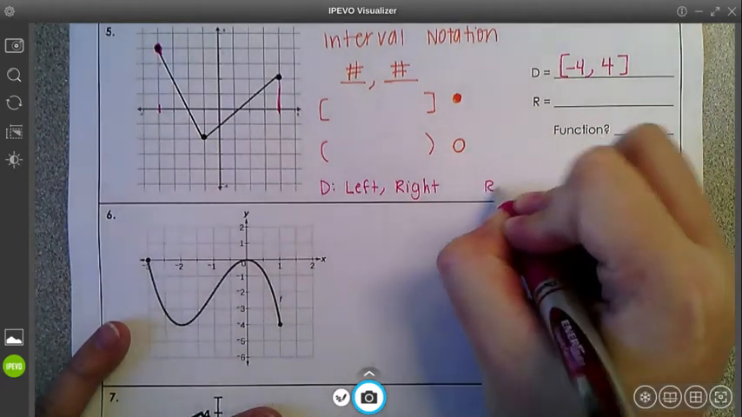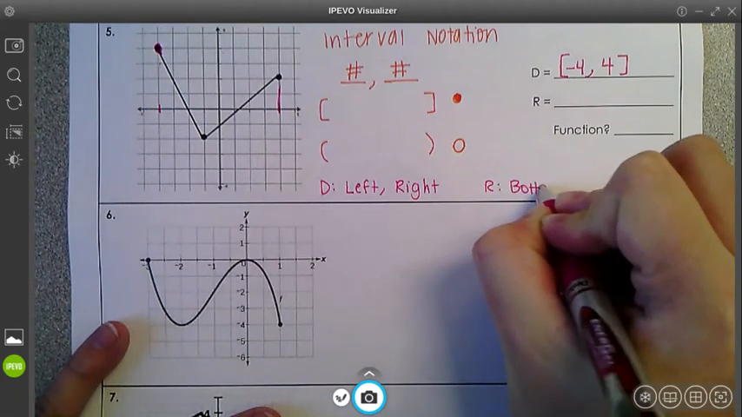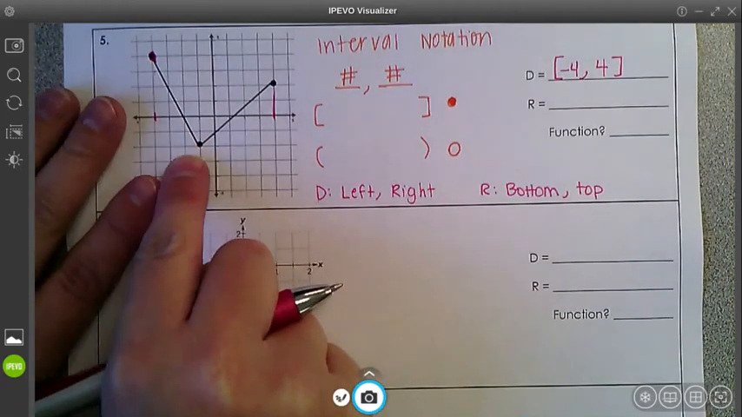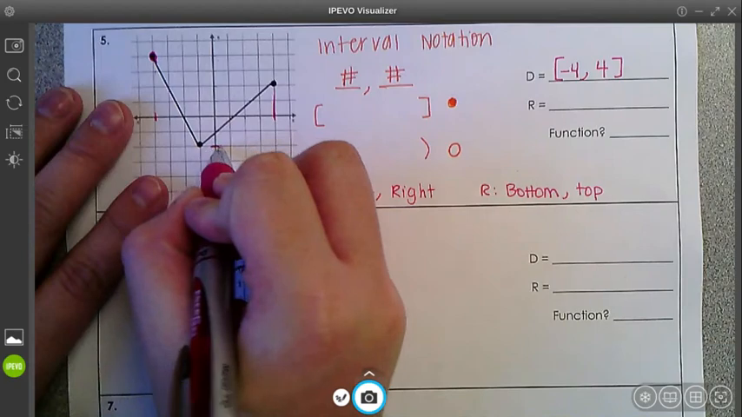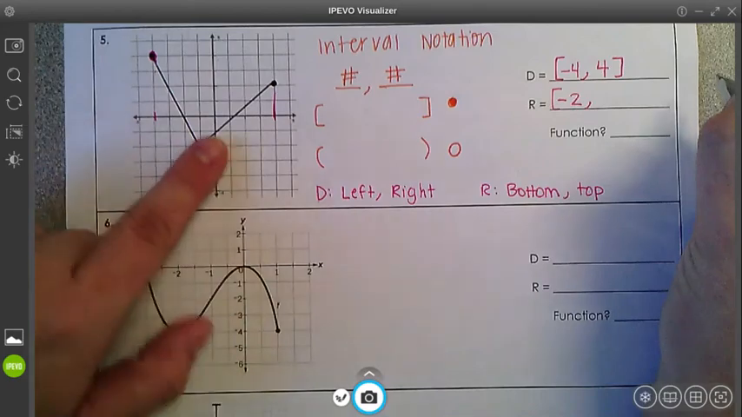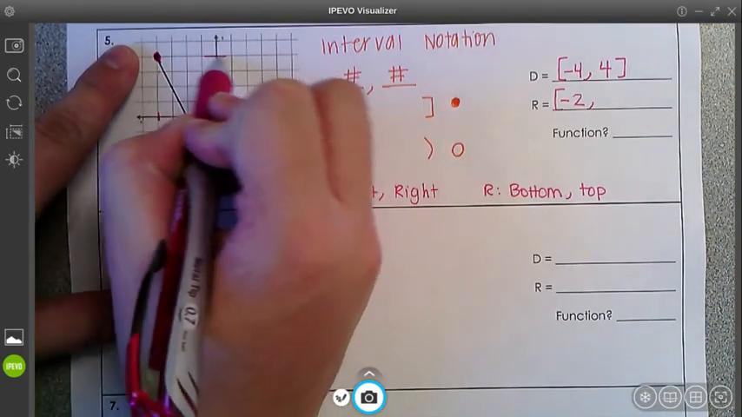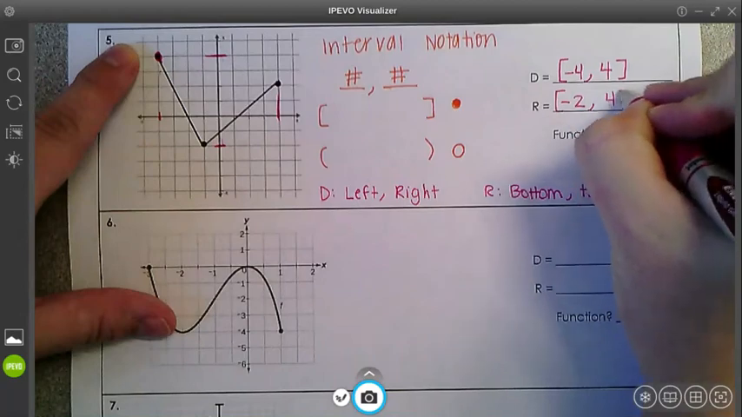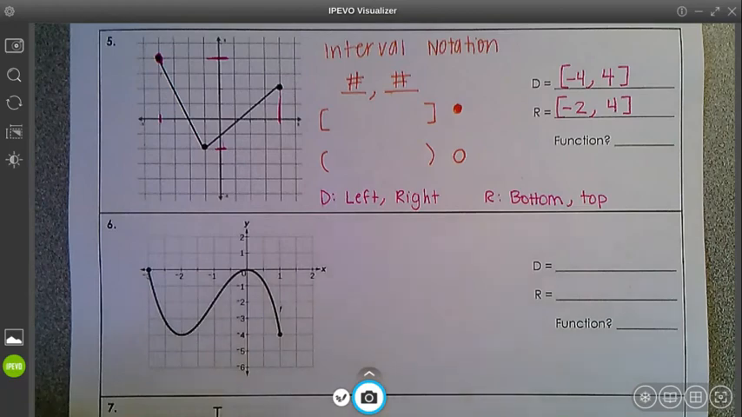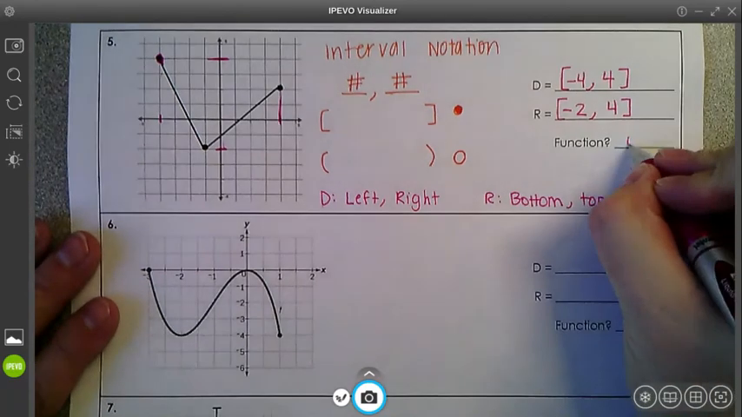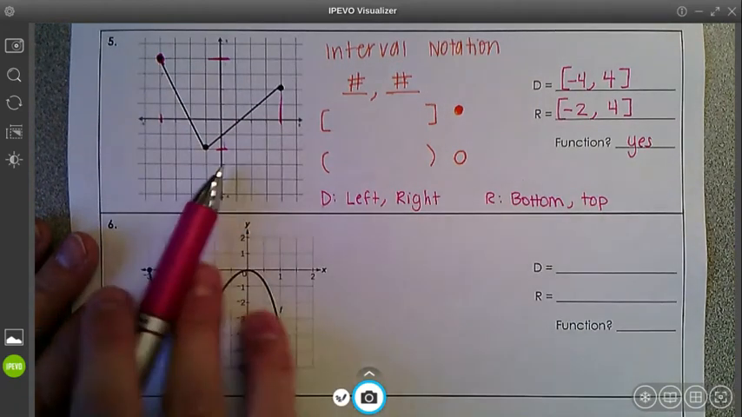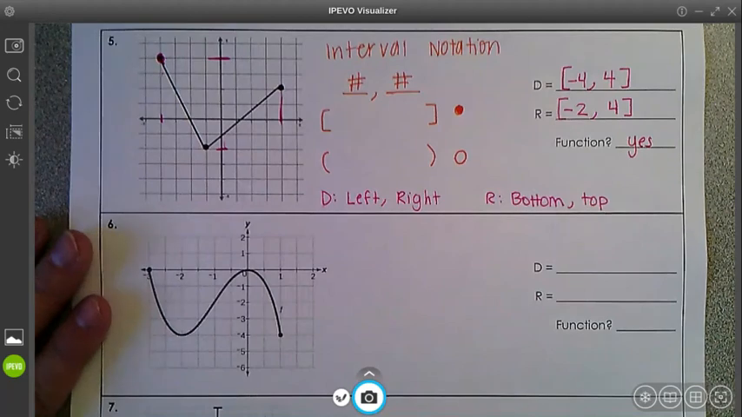So range would be bottom, comma, top. The farthest that this graph goes down is right here, which is -2, comma, and then the farthest up it goes is right here, which is 4. And is this a function? Yes, it is, because it passes the vertical line test. If you're confused on that part, you need to go back to the last video.